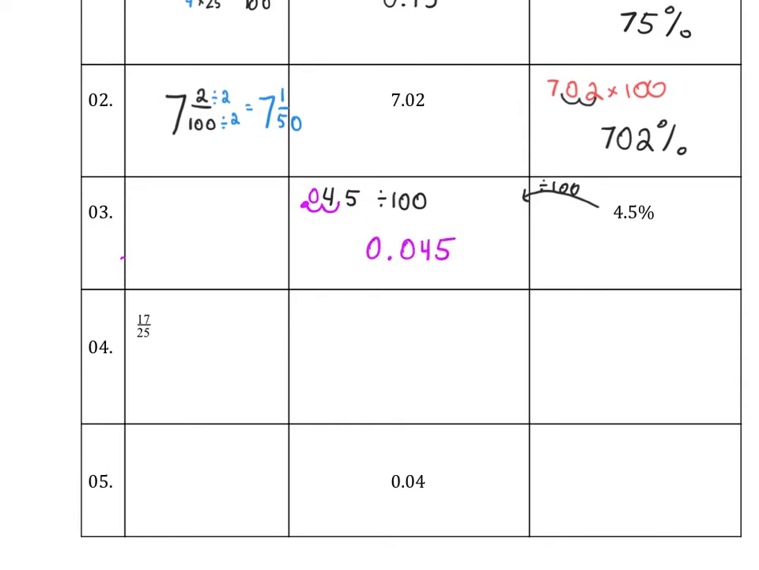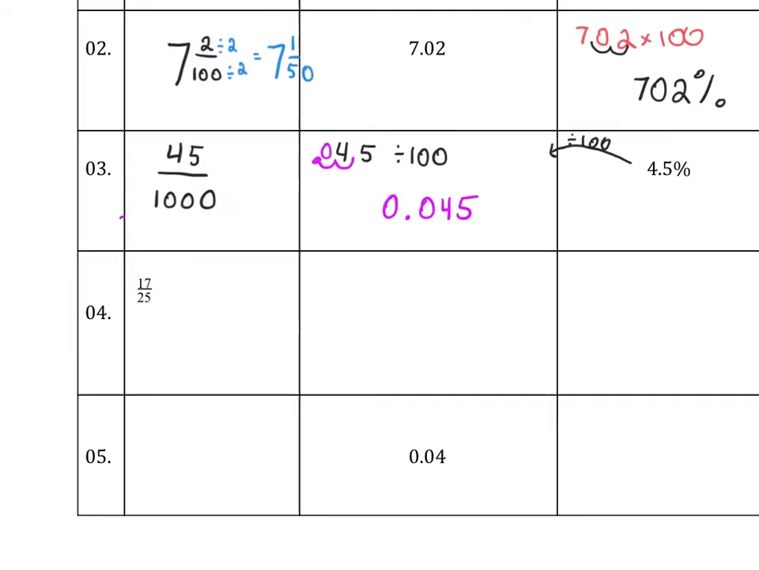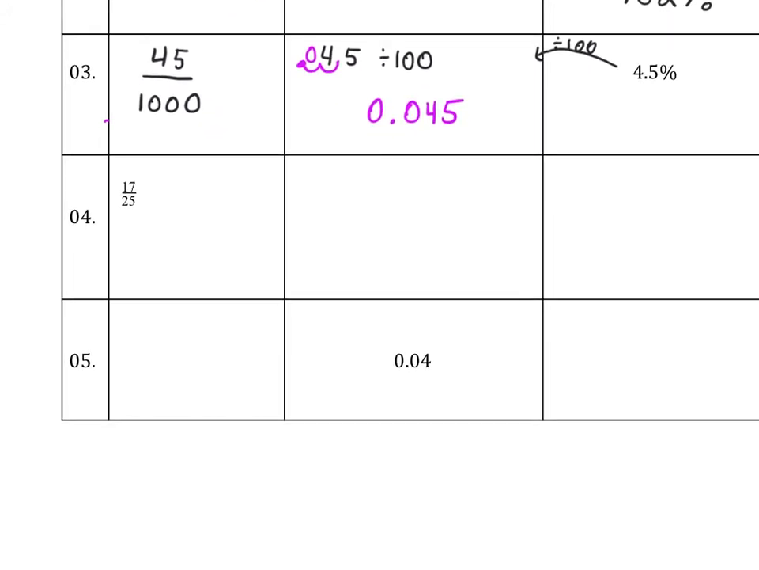0.045, 45 thousandths. Now that I have 45 thousandths, I can write that as a fraction. You write it how you read it. 45 out of 1,000.